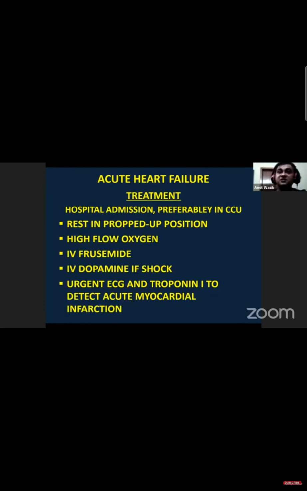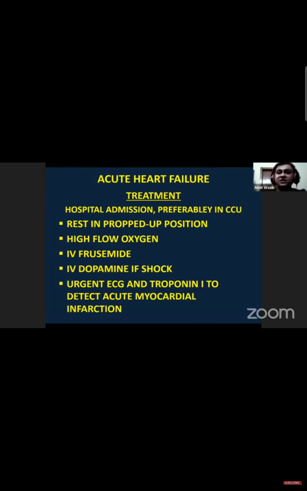The first thing to be done is putting the patient in propped up position and starting high flow oxygen. In acute heart failure, invariably the patient has respiratory failure. So the high flow oxygen is essential in the management of acute heart failure. Then the patient should be given intravenous furosemide, and the patient should also be given intravenous dopamine if there is cardiogenic shock. So not all acute heart failure patients will have cardiogenic shock. If the patient has cardiogenic shock, in addition to these 3, propped up position, high flow oxygen, and intravenous furosemide, you have to add intravenous dopamine to maintain the blood pressure.